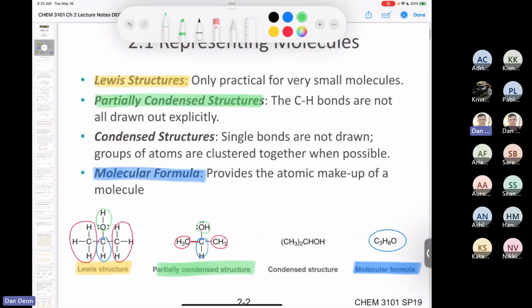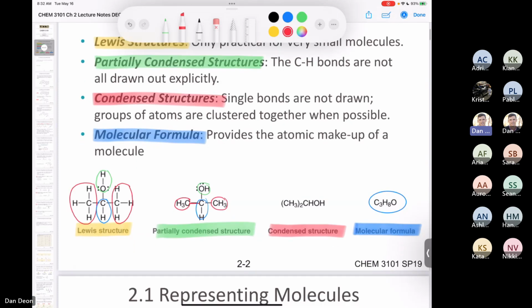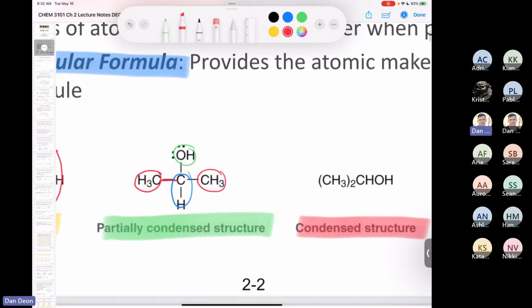And then I showed you this morning that you can condense a structure even further beyond a partially condensed structure. That's where we try to condense basically everything that we can, and any groups that we have, we cluster them together. So if you look at the partially condensed structure, we have two CH3 or two methyl groups, and they've put them here in this bracket. Then they use a subscript 2 to denote that there are two methyl groups, and then we have the CH and then the OH.